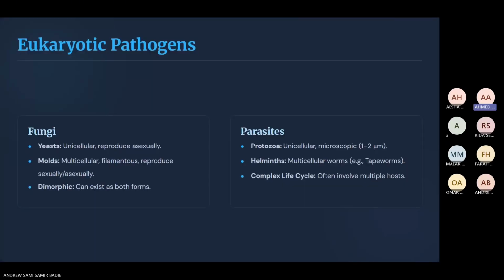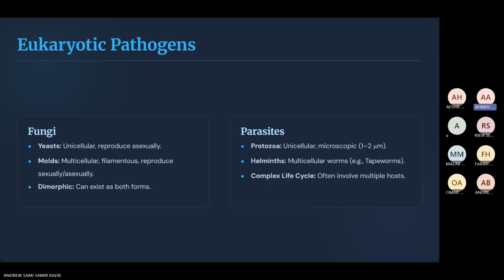So next, we're going to talk about the eukaryotic pathogens, which are two: fungi and parasites. Fungi come in three flavors. Yeasts are unicellular, and they reproduce asexually. They are like budding off new cells. Molds are multicellular, and they are filamentous. They look fuzzy, like a fuzzy carpet, and they grow filaments, which are called hyphae. And they reproduce sexually or asexually.